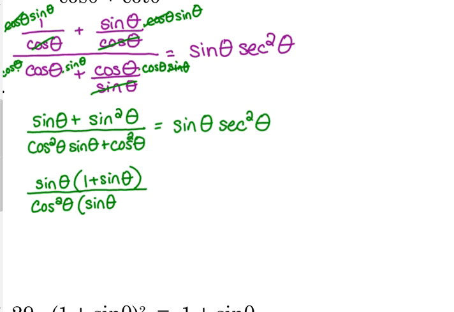Not yet. When we factor out the cosine squared, we get sine of theta plus 1. What can we do? They cancel. Okay, they cancel. 1 plus sine is the same as sine plus 1. So those cancel. So we've got sine of theta in the numerator. We've got cosine squared in the denominator.